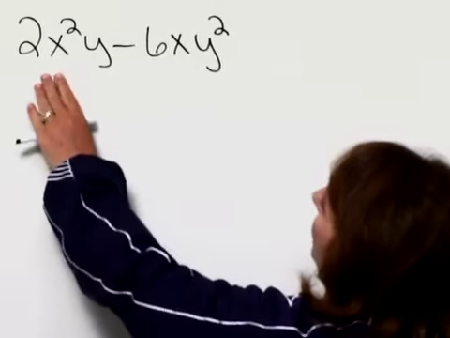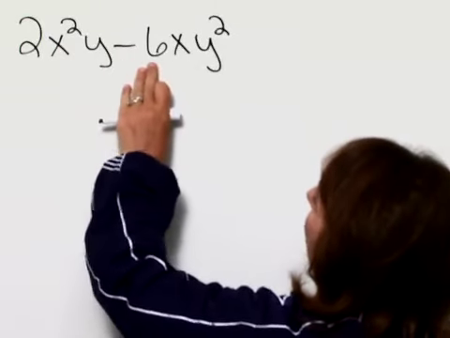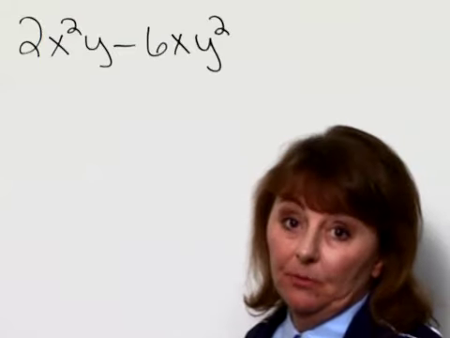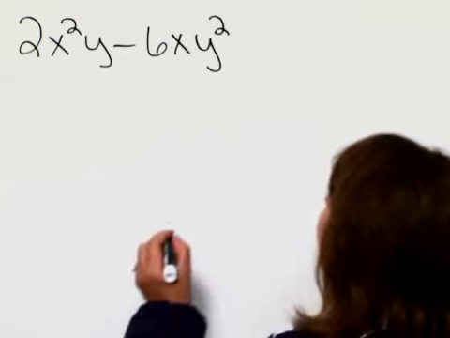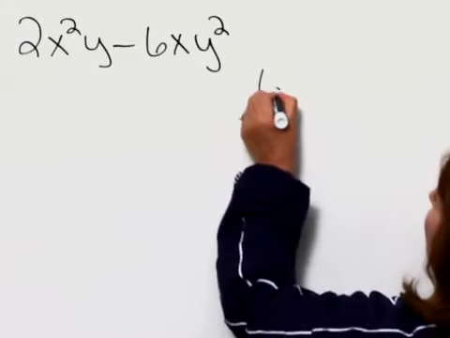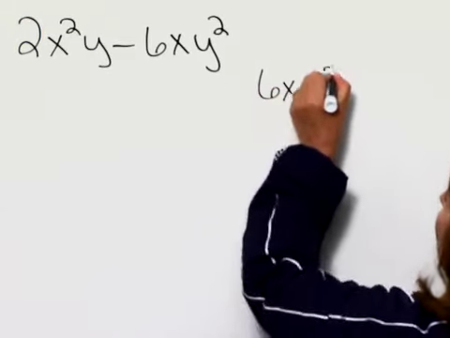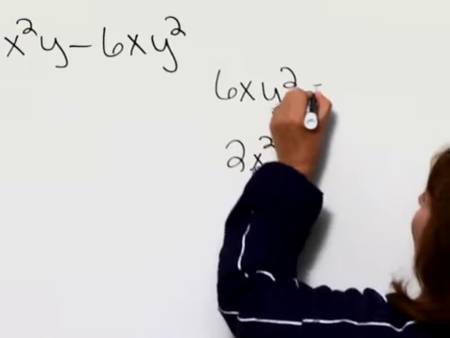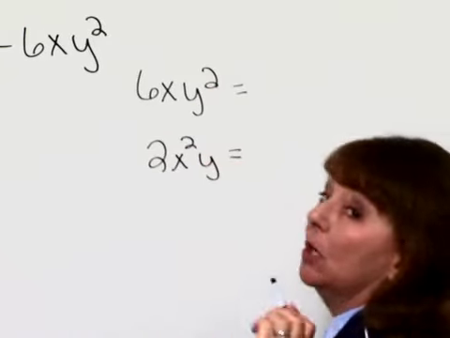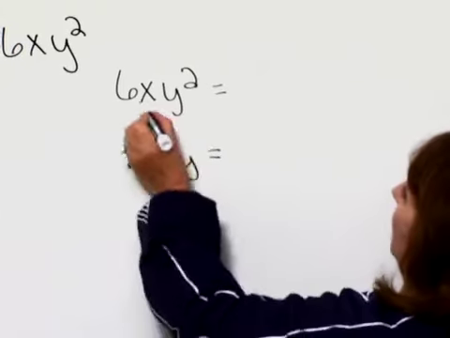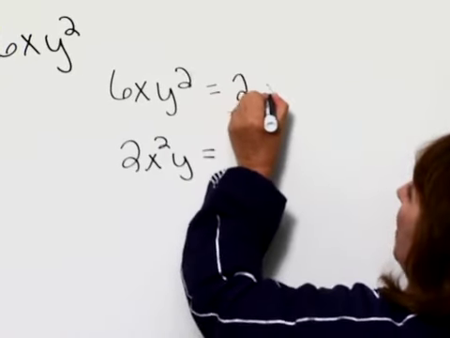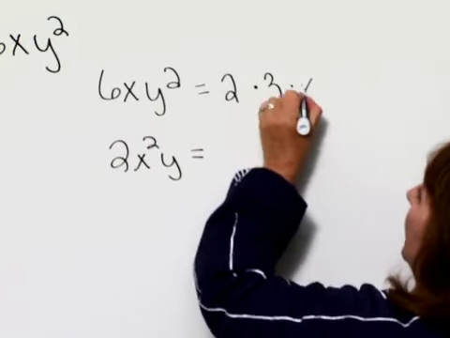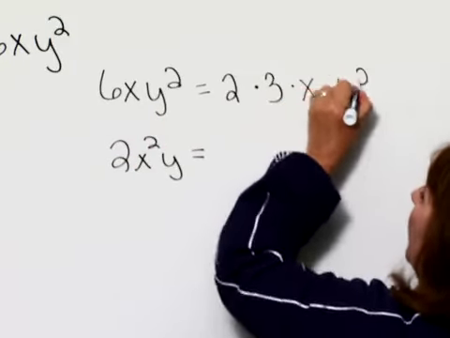We want to factor 2x squared y minus 6xy squared. First step is to find the greatest common factor. To do that, we're going to take each one of these terms, 6xy squared and 2x squared y, and we're going to factor the numerical part, and we're going to line up common factors. So 6 is 2 times 3, x times x times y squared.